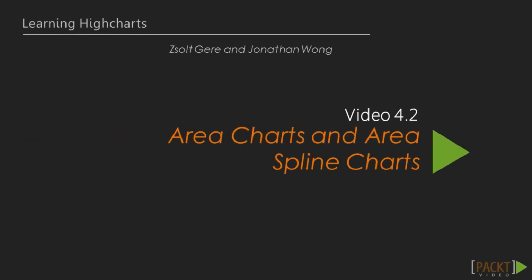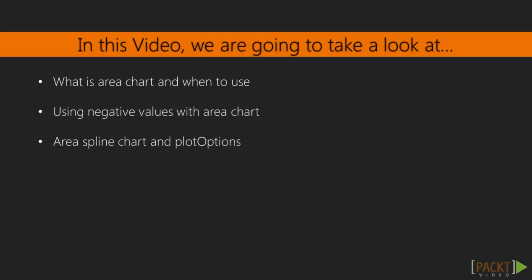In this video, we will be covering area charts and area spline charts. In the previous video, we covered line, area and scatter charts. An area chart is a line chart with the areas below the lines filled with colours. We use the area chart for showing trends over time among related attributes.